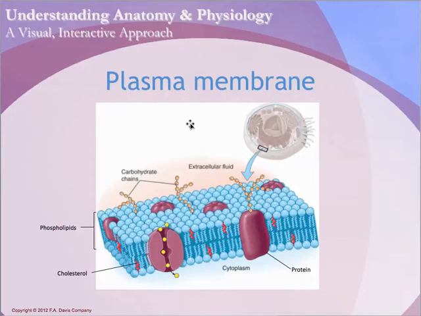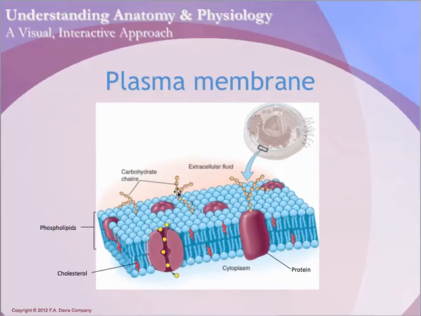This plasma membrane consists of phospholipids, cholesterol, and protein. So this is what we're going to see here on the outside. These are the phospholipids here. We have some cholesterol here, and then we have these proteins here. So those are some of the bigger pieces.